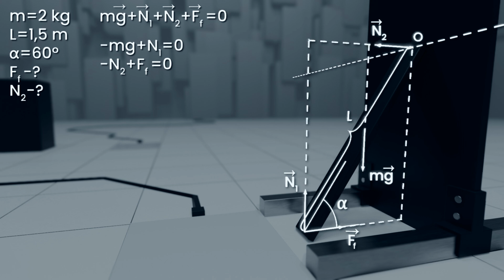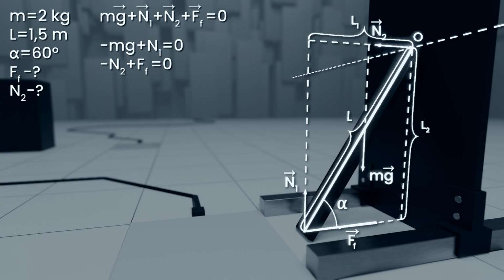We will denote the distance from the pivot to the normal force from the floor as L1. To find this distance, we can analyze a right triangle. The segment L1 corresponds to the adjacent leg of the triangle relative to the angle alpha, so L1 can be found as the product of the hypotenuse and the cosine of alpha. The segment L2 corresponds to the opposite leg of the triangle, so it can be found as the product of the hypotenuse and the sine of alpha.